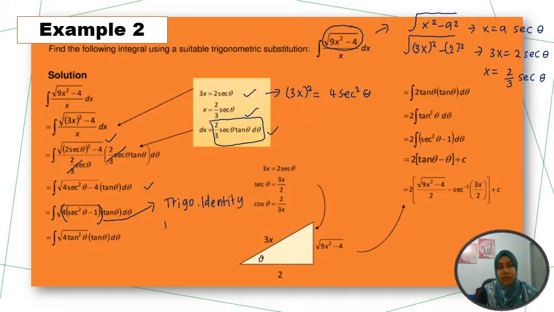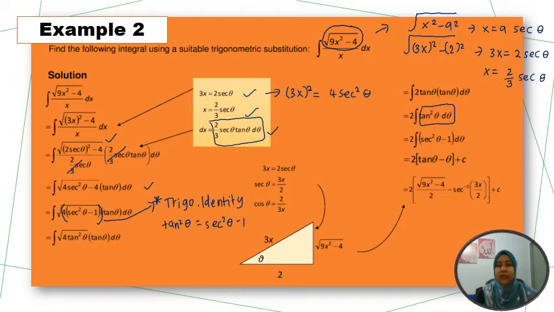So we have tangent squared theta equal to secant squared theta minus 1. That's why we have the 4 tangent squared theta. We use the trigonometric identity to integrate this function in the form of tangent squared theta. Then we simplify this function, and you will have this solution. The simpler one is tangent squared theta.